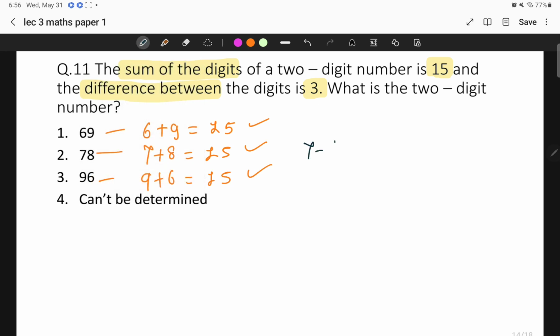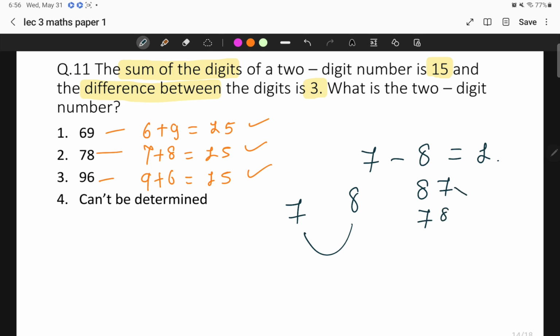So if we do 7 minus 8, the difference is not 3. Here we have to understand one thing before explaining this. Difference here doesn't mean that 7 minus 8 means 1. Difference basically means how much gap there is between both numbers. The number can be 87, the number can be 78. For both numbers, the gap between the digits, or the difference between them, is 1. It means that 8 minus 7 or 7 minus 8 is not what you are going to do here. We are just going to check the gap.